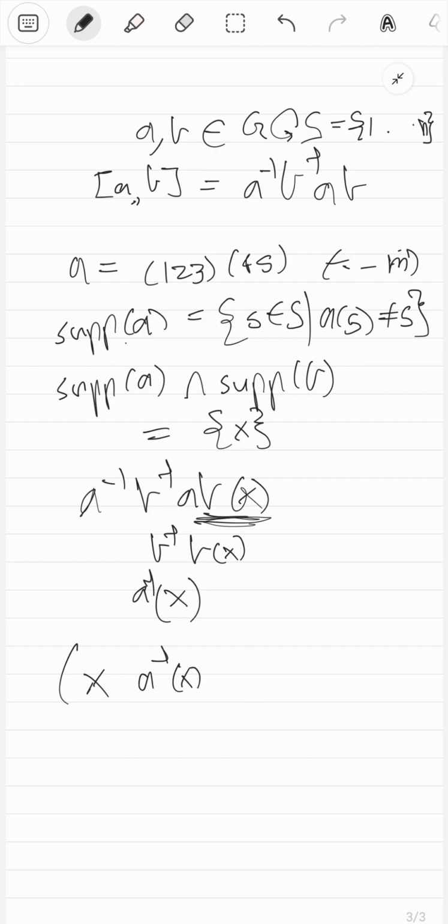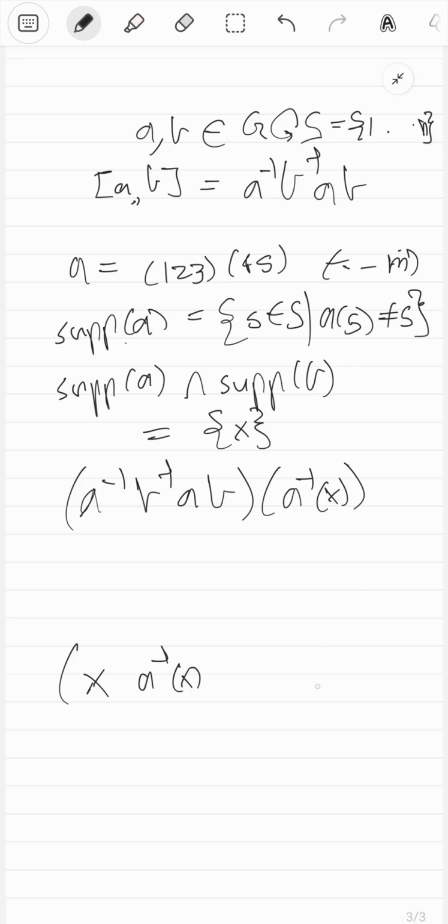Alright, cool. What's A inverse of X going to get moved to? So instead of applying this commutator on X, we are now going to apply it on A inverse of X. Once again the same thing as before. A inverse of X cannot be in the support of B, because if it is, then there are two elements in the intersection of the supports. So clearly A inverse of X is in the support of A, because apply A on that element and you get X, and these are not equal, right?